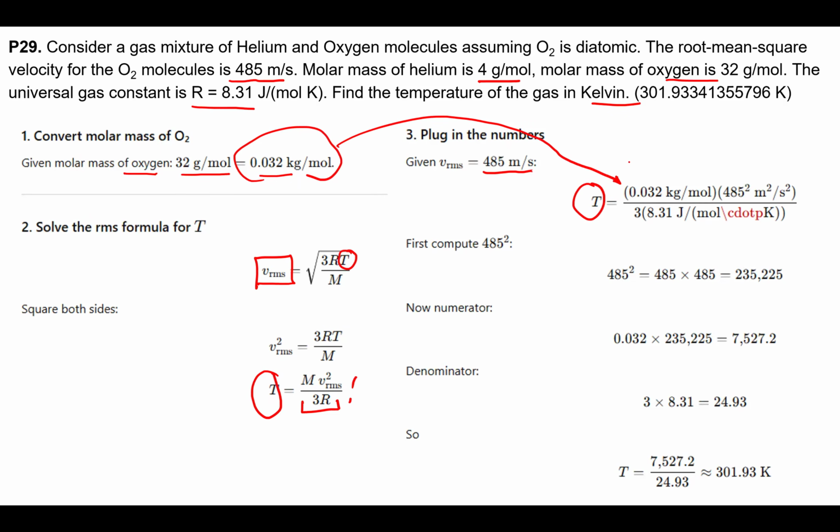Okay. The root mean square velocity is this one. And then we have the ideal gas constant given by this one. And then we can find out T. Okay, so a relatively easy problem.